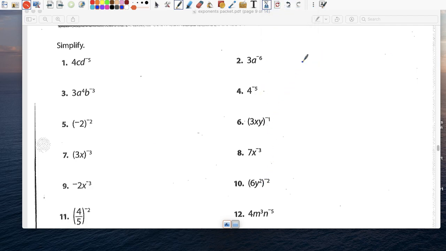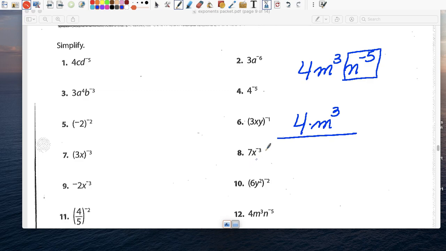12. So we have 4 m cubed n to the negative fifth power. So we write the expression so that there are no negative exponents. Well, nothing to do with the 4. There's nothing to do with the m cubed. N to the negative 5th power, right? So now we can turn this into a fraction, and this guy goes down here, and the 5 becomes positive. That's our final answer.